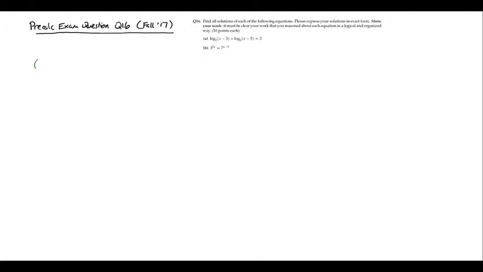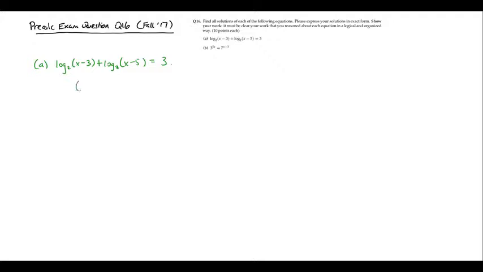Alright, part A. We're given that the base 2 logarithm of x minus 3 plus the base 2 logarithm of x minus 5 is equal to 3. Now a lot of people understood that the sum of two logarithms is somehow associated with a product. But we need to be really precise in how we write this down.